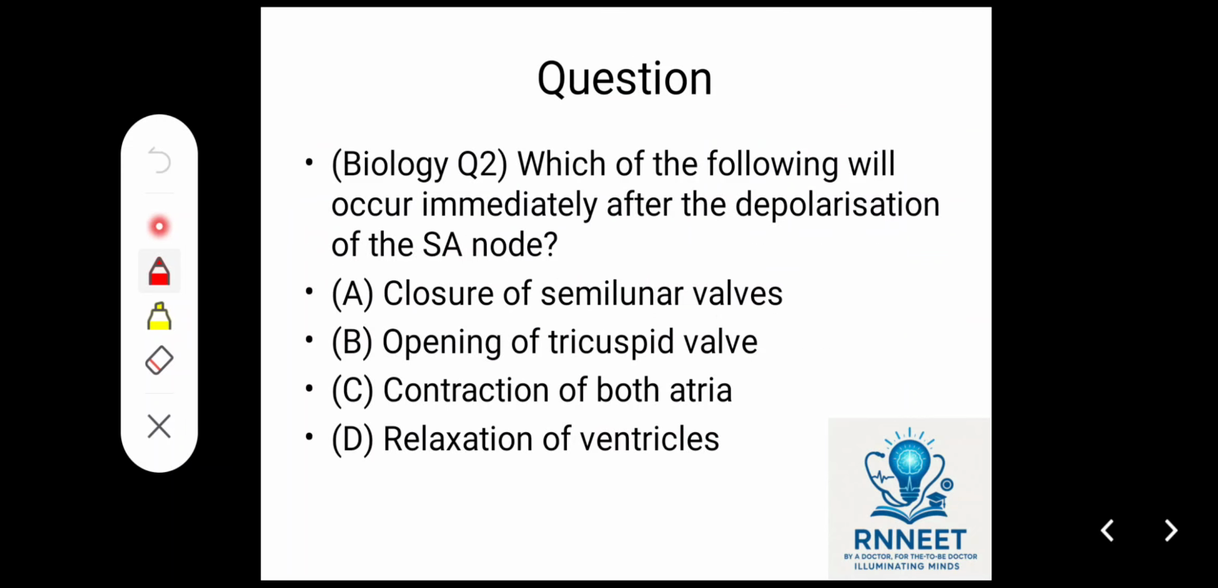Next question. Which of the following will occur immediately after the depolarization of the SA node? This is a very interesting question. Immediately after the depolarization of the SA node, what happens? Is it closure of the semilunar valves, opening of the tricuspid valve, contraction of both atria, or relaxation of the ventricles? Put in the comment box what is the right answer. You get 10 seconds to do that.